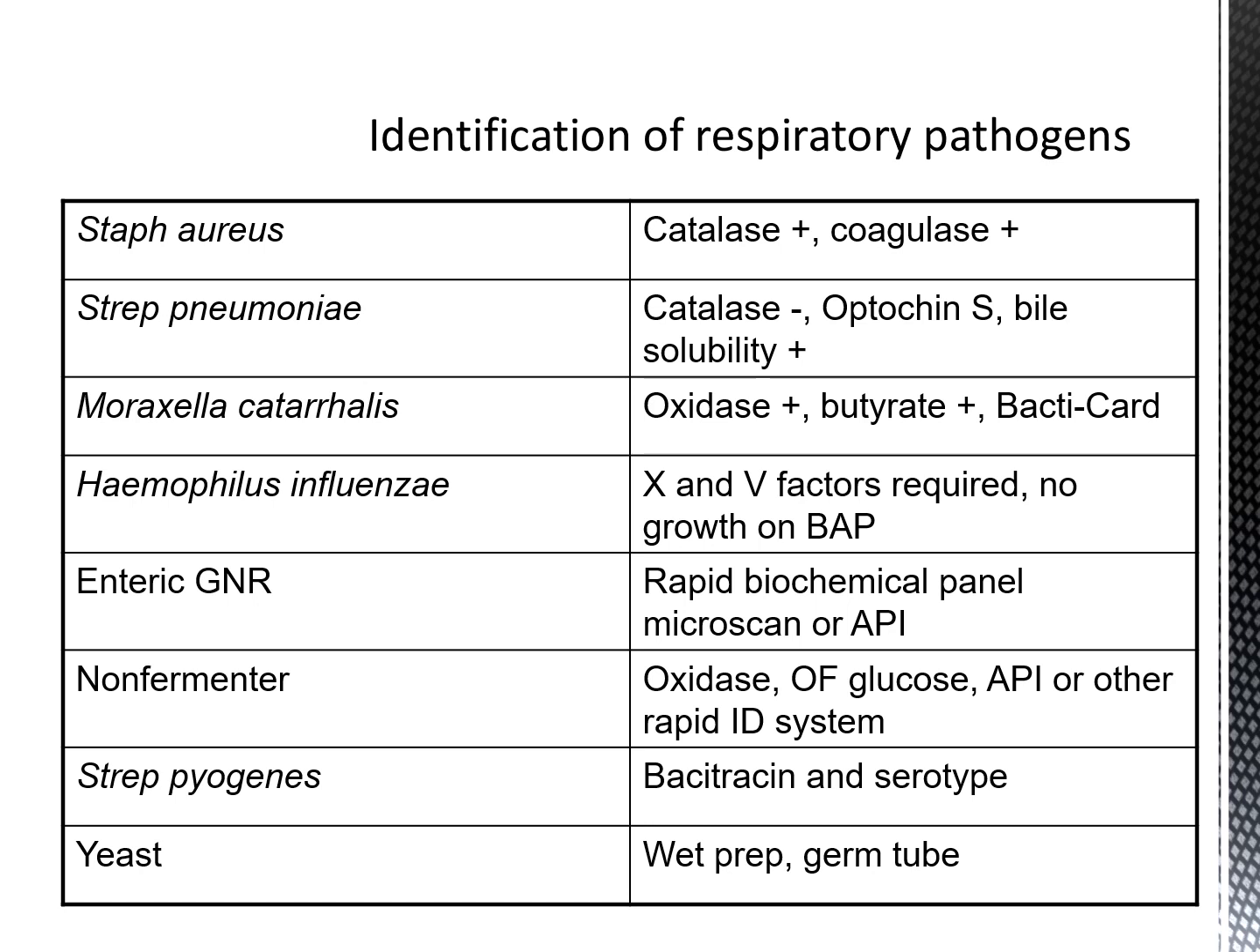Enteric gram-negative rods, you can set up API, Microscan, or Vitek. Non-fermenters, usually those are identified through API, or Vitek can sometimes identify them. A lot of times they're oxidase positive. Usually they're OF glucoses. They can be oxidizers or non-oxidizers. Strep A, bacitracin, SXT, and serotyping. And yeast, we can do a wet prep and then a germ tube. And a germ tube is a confirmatory test for a yeast known as Candida albicans.